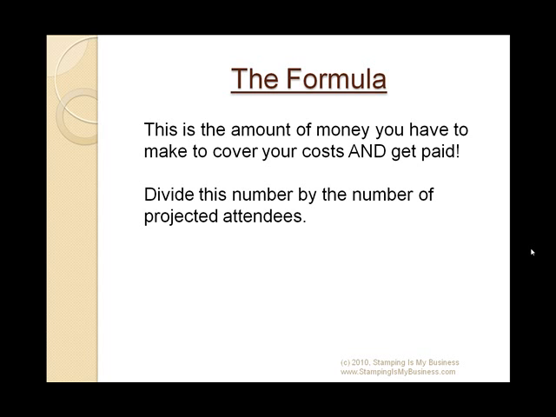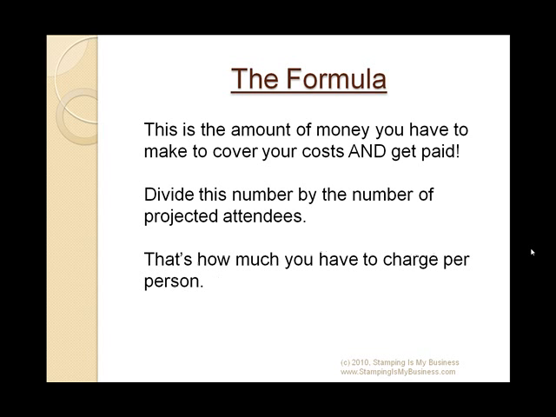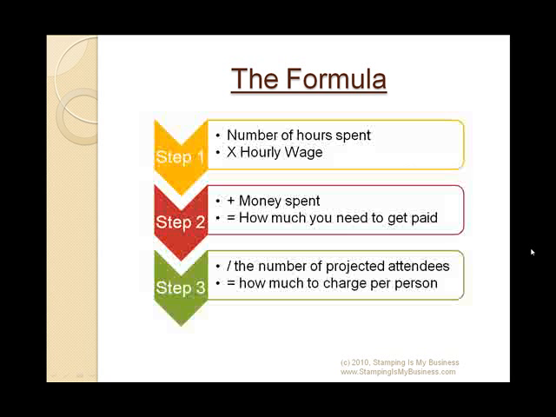You divide this number by the number of attendees you expect will come, and that equals how much you charge per person. So let's diagram this out, okay? Step one, number of hours spent times your hourly wage. Step two, the amount of money spent on the class itself. You add that to the first number. That equals how much you need to get paid. Step three, divide that by the number of projected attendees, and that equals how much you have to charge per person for that class.